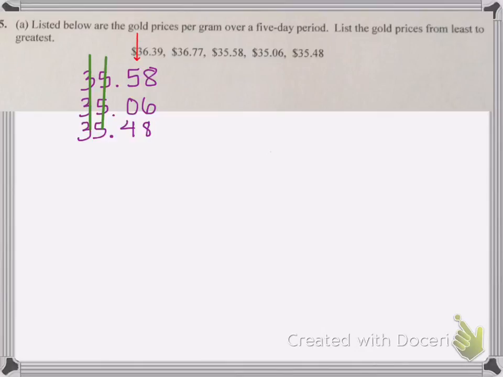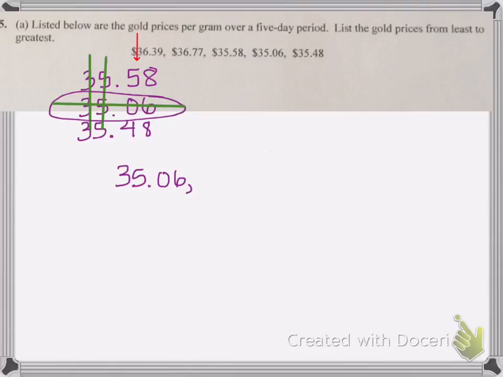But then I go and look in the tenths place and I see that I have three different digits. So that's going to help me determine which one is the smallest of these three numbers. The number with the smallest digit in the tenths place is going to be the smallest of the three numbers. Well, right here, 35.06 has a 0 in the tenths place. So I'm going to start listing my final answer down here. 35.06 is going to be the first number if I list them in order from least to greatest.